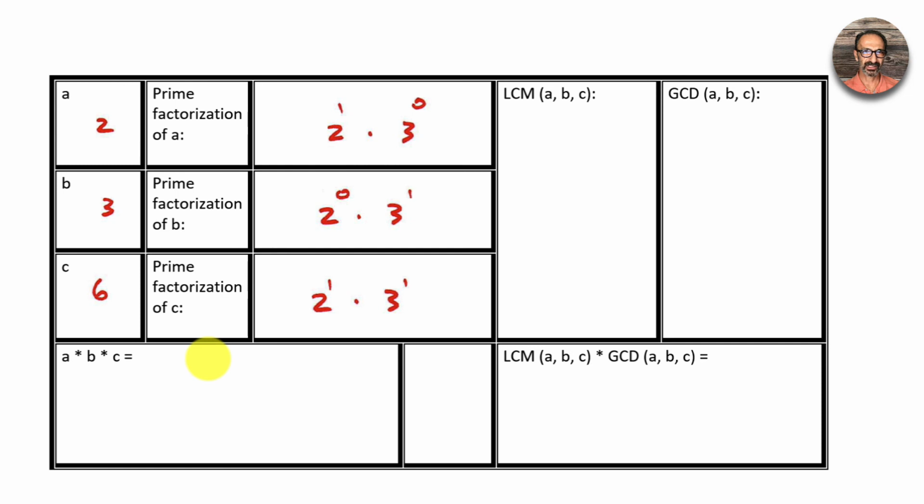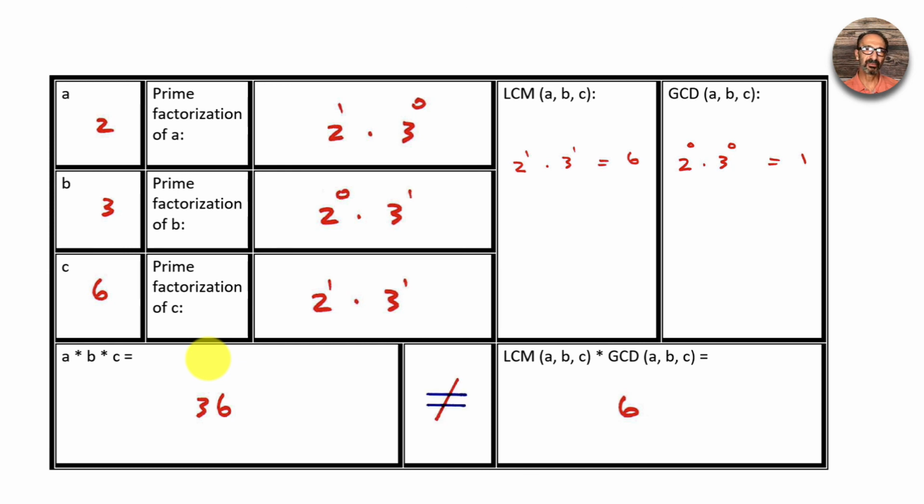Let's go for LCM. And let's go for this GCD. And let's check. On the left, 2 times 3 times 6. 36. On the right, 6 times 1. They're not equal.